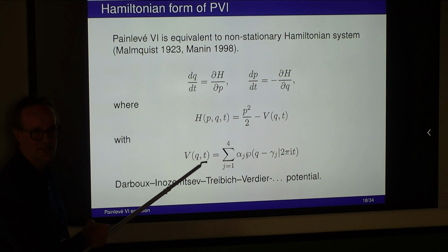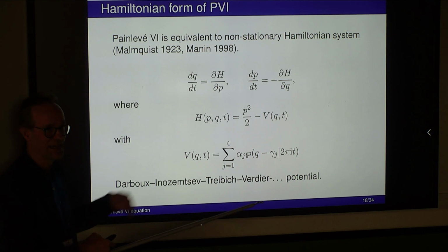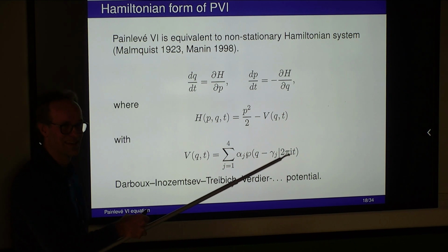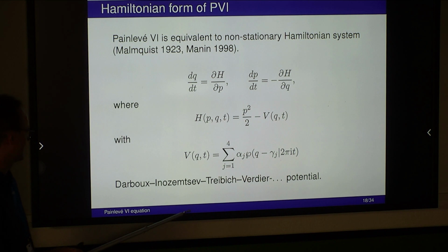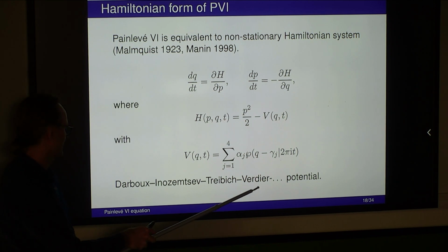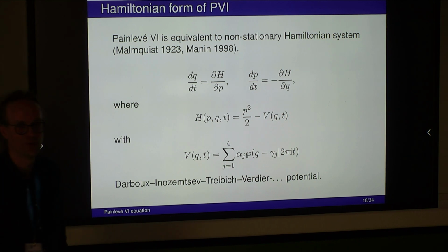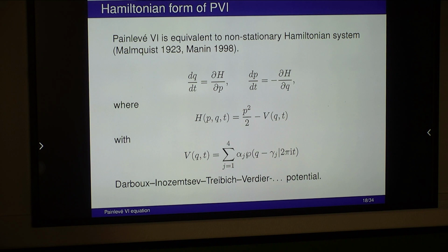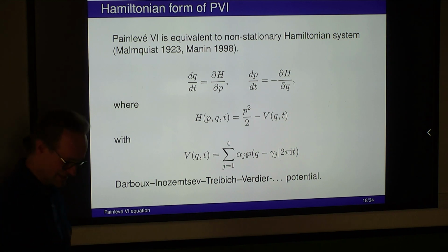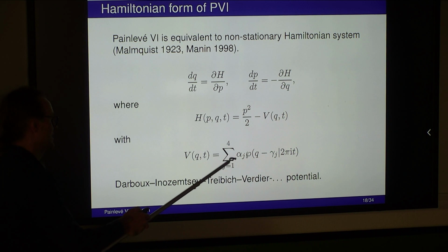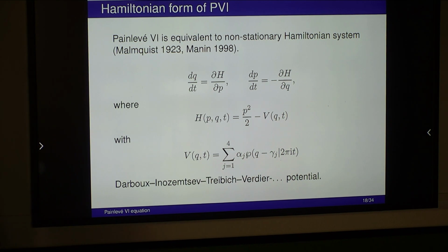And this type of potential is a non-stationary system. The potential depends on time explicitly. But this is something that appears in many contexts. Many people call it the Treibich-Verdier potential, but really, I think Darboux was the first to study that. Some people call it the Inozemtsev potential and so on. It also appears in these Calogero-Sutherland models that some people have talked about. So Painlevé 6 is just the Hamiltonian system based on this potential. That's what it is.